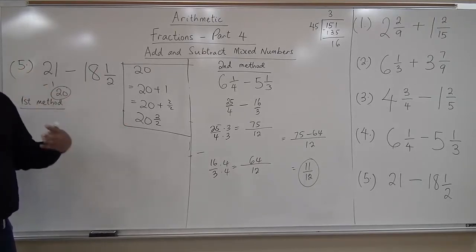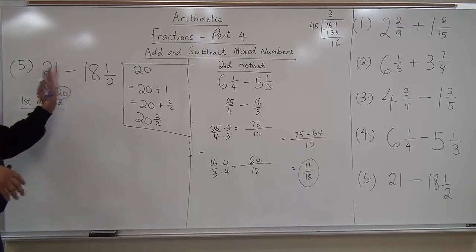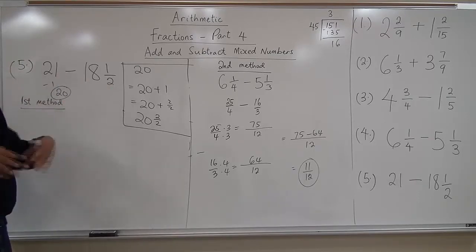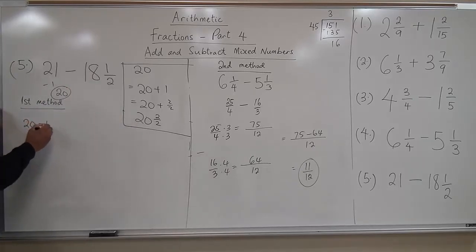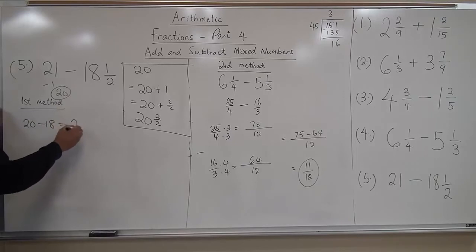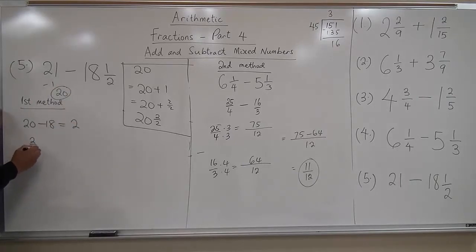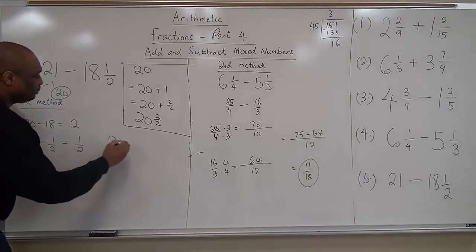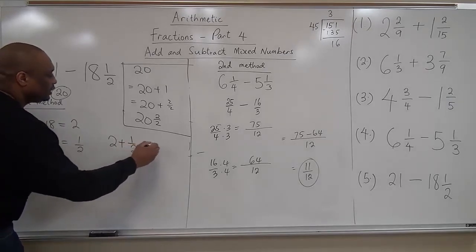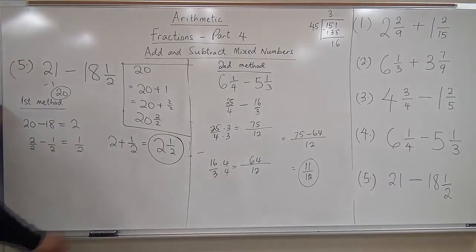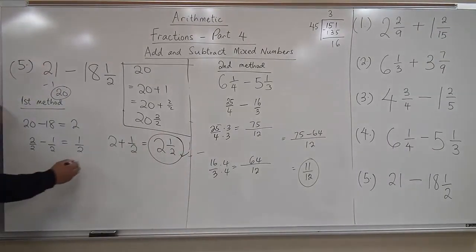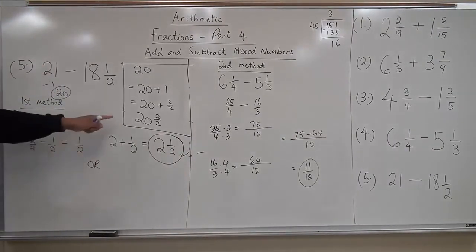I will teach you several ways. So I have another way to do this, so whichever way you like, that's fine. But if we're going to do this way, then we do 20 minus 18, and that gives us 2. Then we do 2 over 2 minus 1 over 2, and that gives us 1 over 2. Now we can add it: 2 plus 1 over 2 gives us 2.5. This becomes our answer.